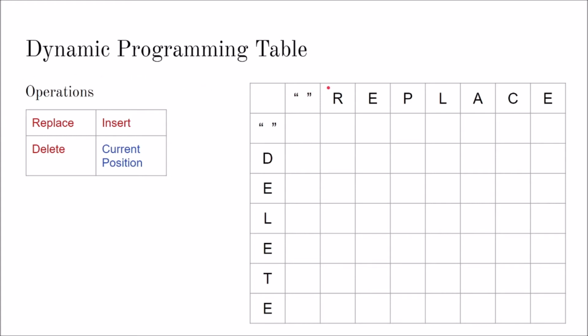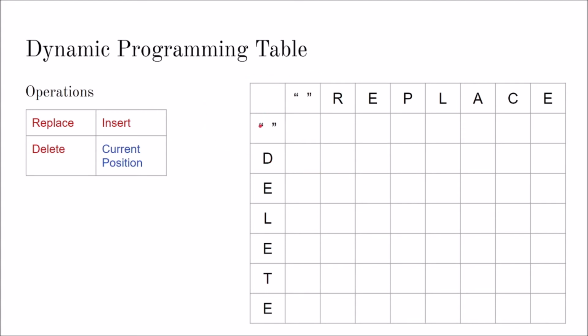For this example, I'm going to transform the word replace to the word delete. So the first thing I have to mention is what each cells of this table represents. So let's say that we are at this cell. What does that mean? It means that we want to convert this string RE to this string DE. So as we can see that each cell of the table represents a subproblem, which is a really important thing to remember. Now let's see how we can fill out this table.